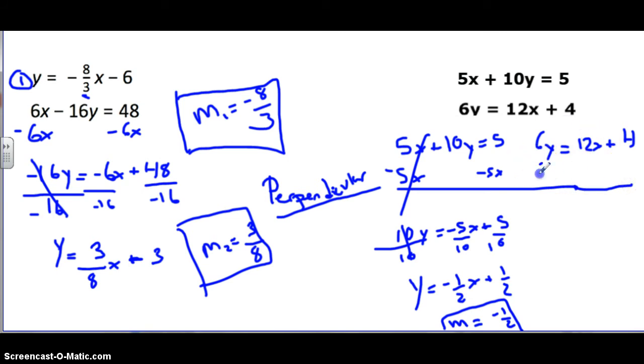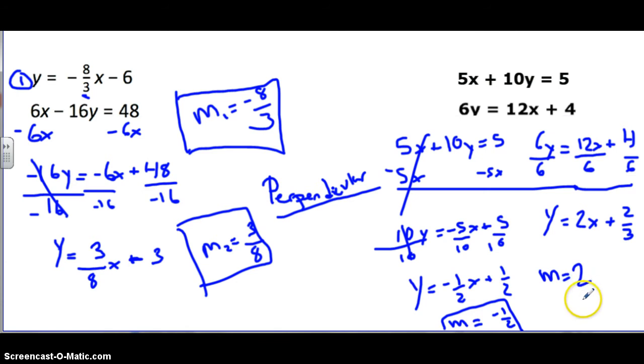So all I have to do is divide by 6. I'm going to divide everything by 6, and I get y equals 2x plus 2/3. Just put these in the calculator: 12 divided by 6, 4 divided by 6. Now my slope for the second one is m equals 2.